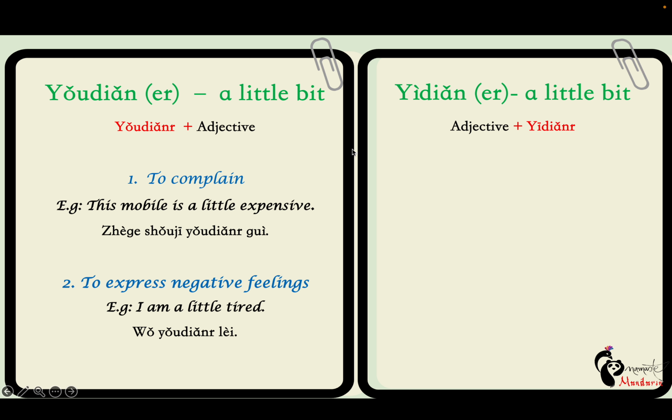Now let's come to Yìdiǎner. Again, first you have to remember the positioning. It's adjective plus Yìdiǎner, and adjective plus Yìdiǎner is a comparative degree.